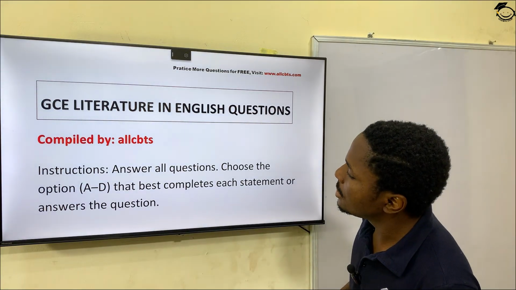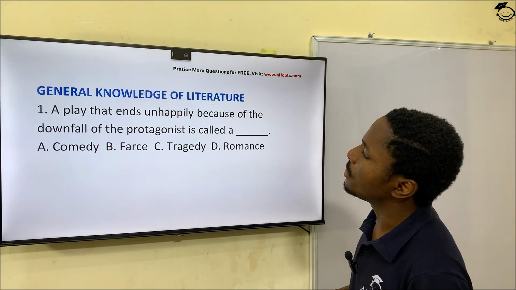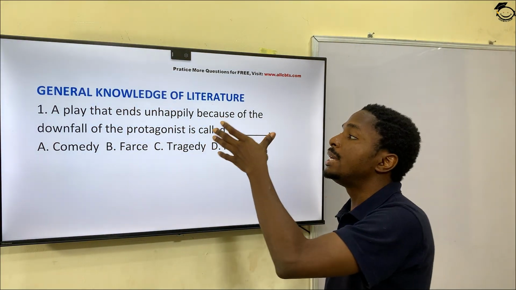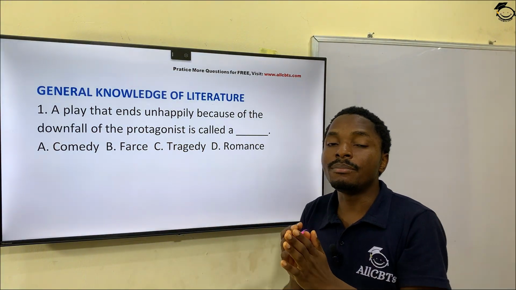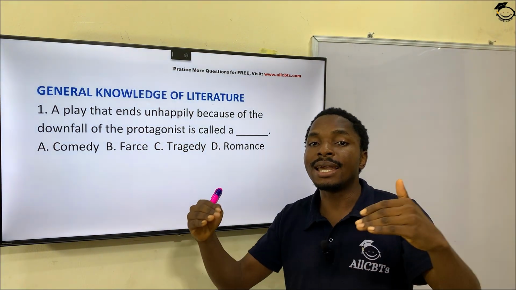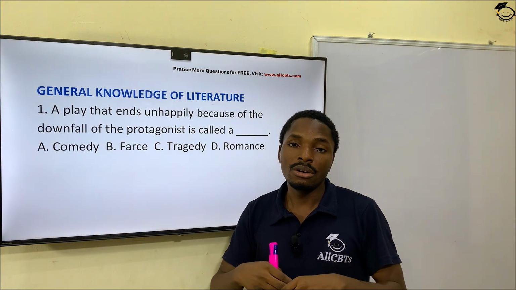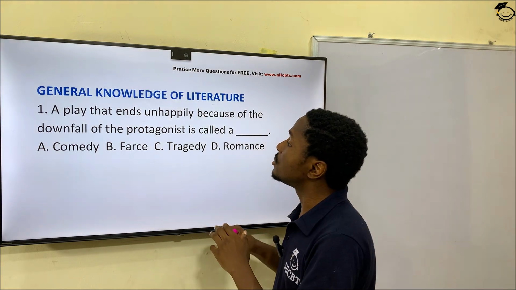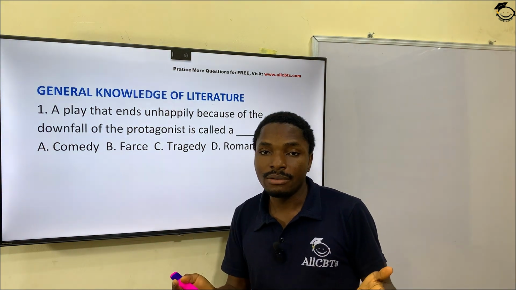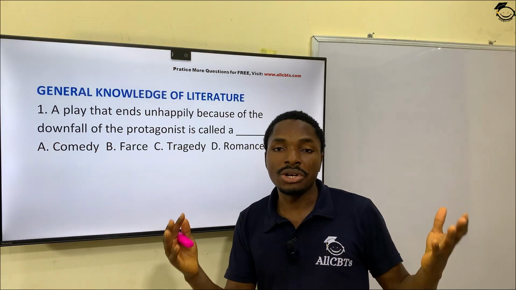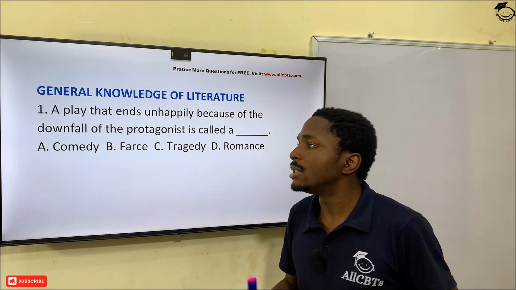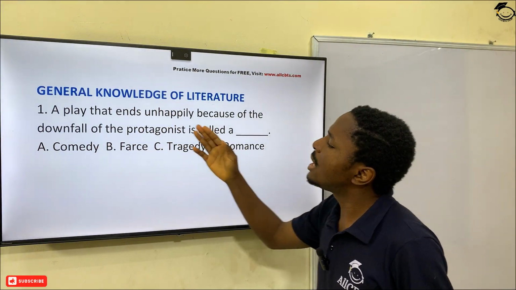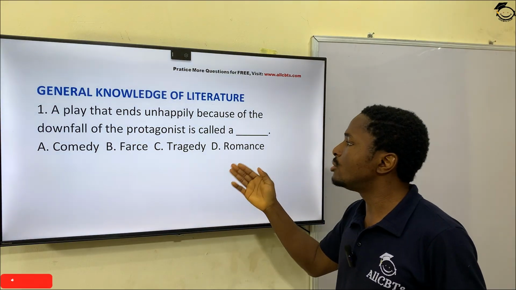All right, so let's see those questions now. We begin with the first category. In putting this together, we have done it in such a way that they are in categories, section by section of the NABTEB Literature in English Assessment test. The first category is general knowledge, which NABTEB would want to test. Question 1. A play that ends unhappily because of the downfall of the protagonist is called a dash.